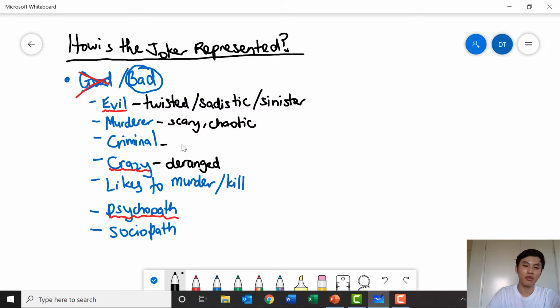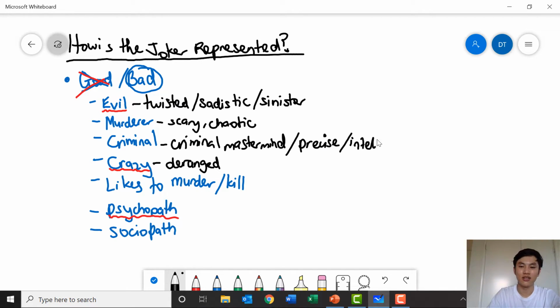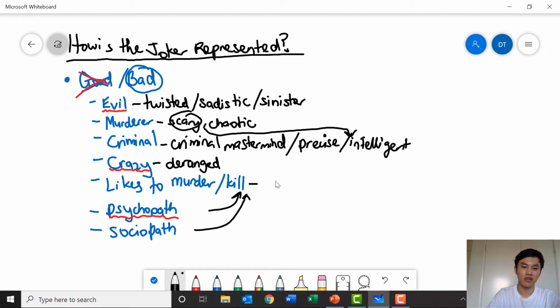In terms of him being a criminal, we can talk about him being a criminal mastermind, maybe. What else? Maybe he's very precise, right? So he looks pretty crazy, but he's actually really smart. He's intelligent. And that kind of makes him scary. So scary should be a thing by its own. That's a bit messy, but that's okay. So a lot of these things are related. Likes to murder and kill. Yeah, you can describe him as psychopathic, maybe.